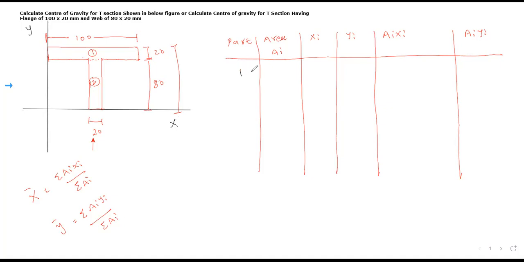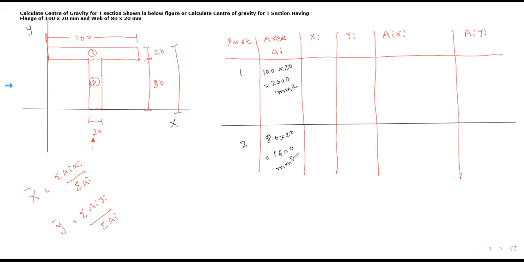Now for part number 1, we will calculate area. What is the area of part number 1? 100 cross 20. Yes or no? What is your value? 2000, unit is mm square. Now we are first of all calculating the area of all the parts. So let me calculate the area of part number 2 also. What is the area of part number 2? 80 cross 20, that is nothing but 1600 mm square.